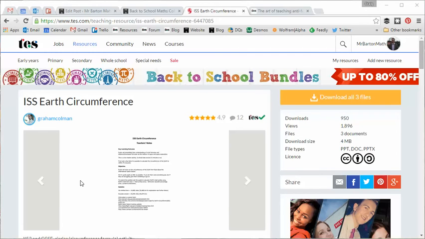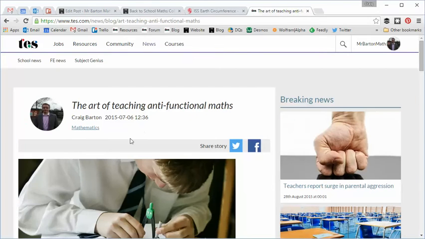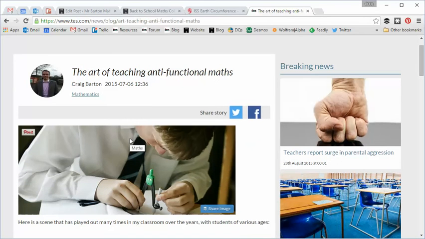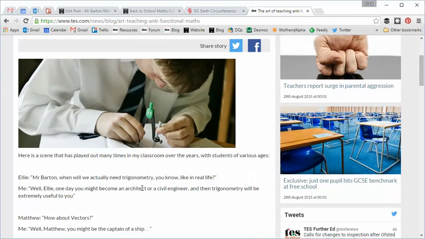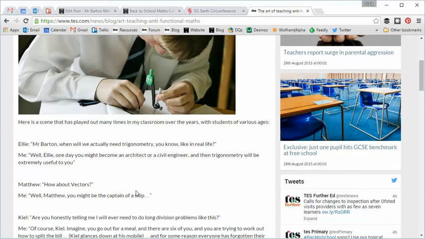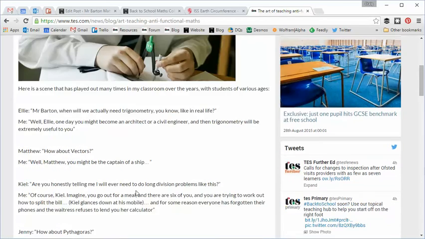Now, a couple of months ago, I wrote a blog post for TES called The Art of Teaching Antifunctional Maths, where I took a bit of stick for it, because the point I was trying to make is that I think as maths teachers, we're often forced to shoehorn real life into maths lessons where it doesn't really belong. And kids say, so when will we use this in real life? And I certainly am guilty in the past of coming up with the world's worst explanations to try and shoehorn real life into maths lessons where sometimes it doesn't belong.